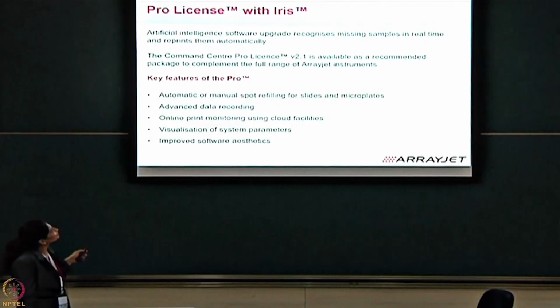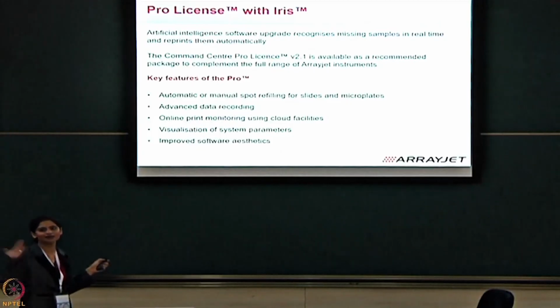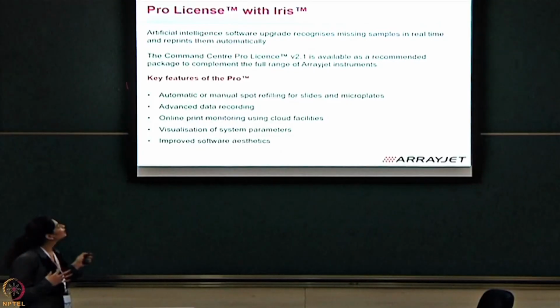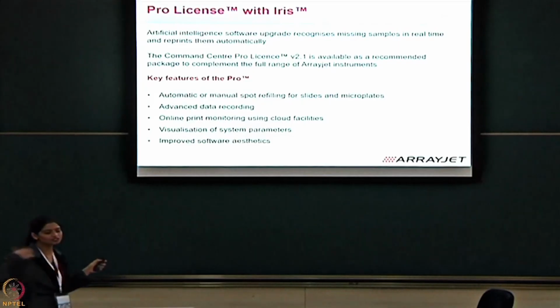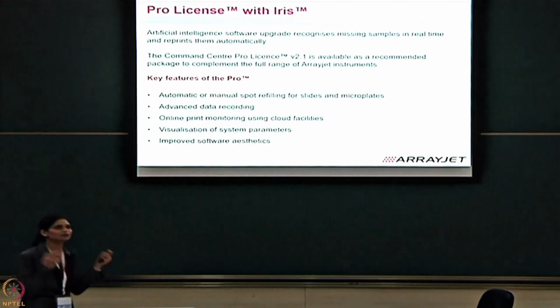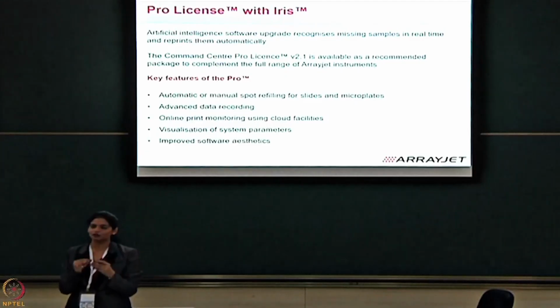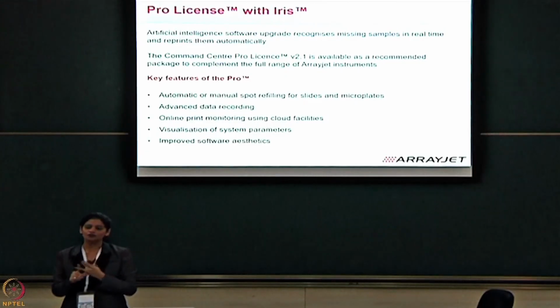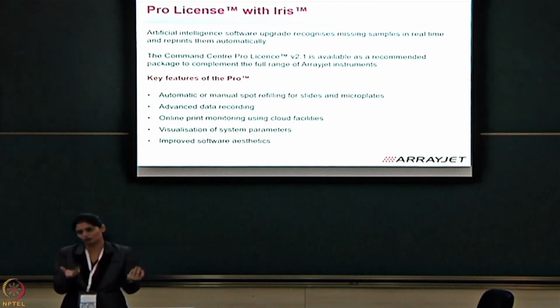What's a Pro license? Pro license is something that has the unique ability to remember, recognize, reprint, the 3 R's. And that is an advanced feature of the software that comes along with the camera. So think about it this way. You need a camera to detect your issues. But if you want the camera to remember and reprint, you need an advanced software.